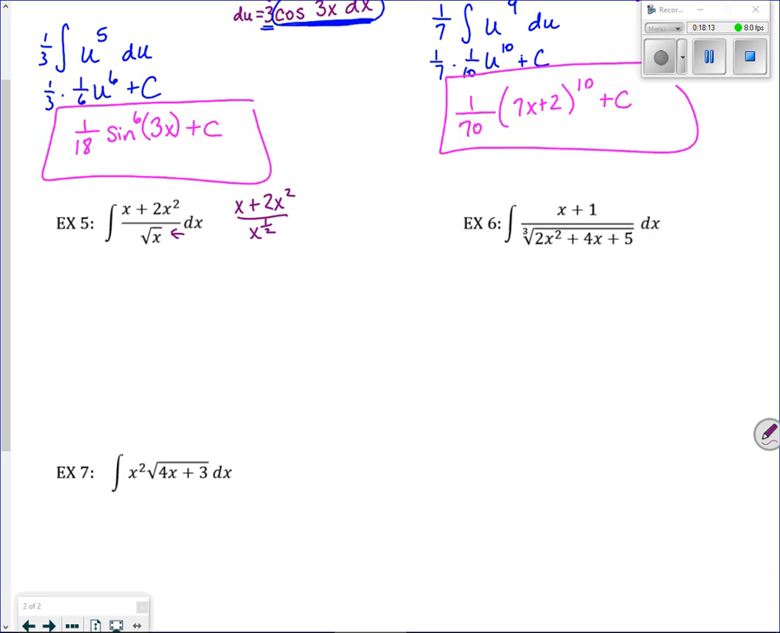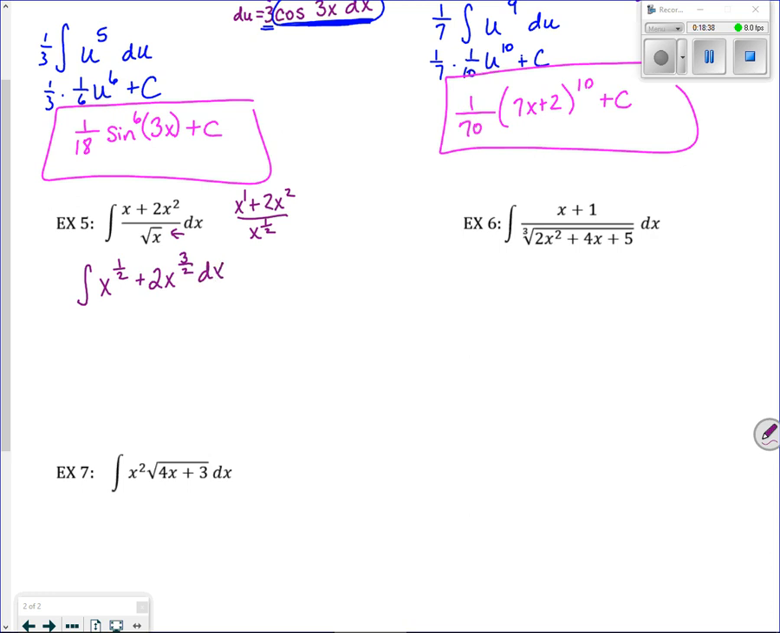So really, what am I integrating? If both of these things get divided by x to the 1/2, yes? So when I divide, I subtract exponents. What is 1 minus 1/2? That's 1/2. And then 2x squared over x to the 1/2. What is 2 minus 1/2? Is 2x to the 3/2.